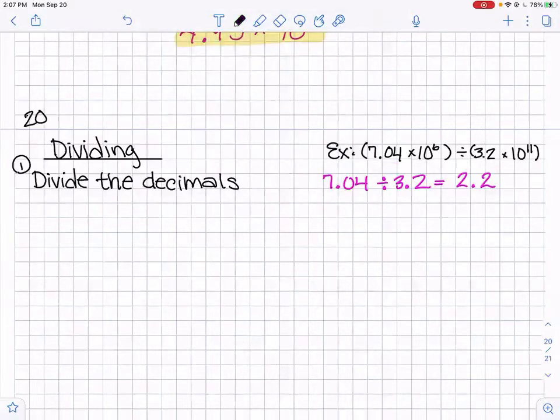Okay, then. What was the second step for multiplying? Adding the exponents. Okay, adding the exponents. So what do you think the second step for dividing is? Subtract the exponents.